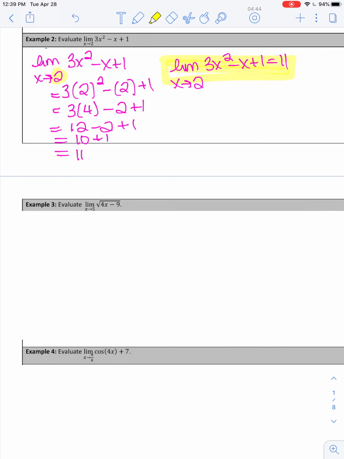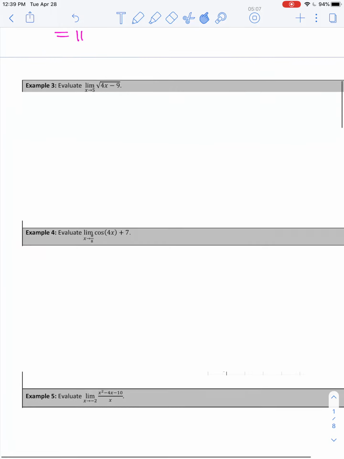You'll notice on the key or the guided notes that are posted in Google Classroom, accompanied with this problem is a picture of the graph. So you can check out what this curve looks like graphically, and as x approaches 2, you will see that the function is approaching that y value of 11.